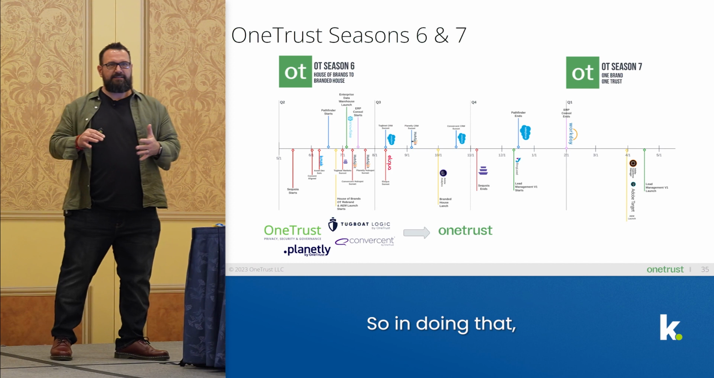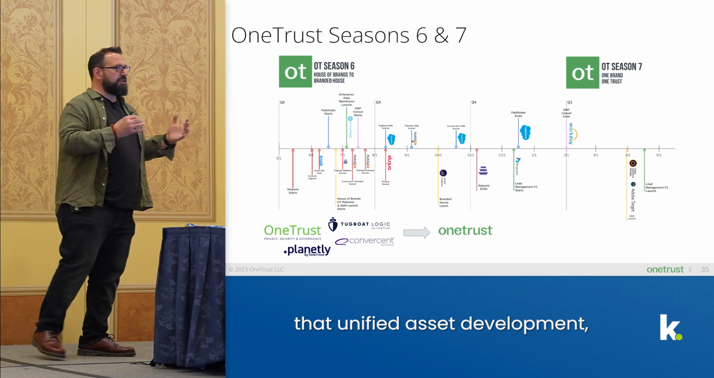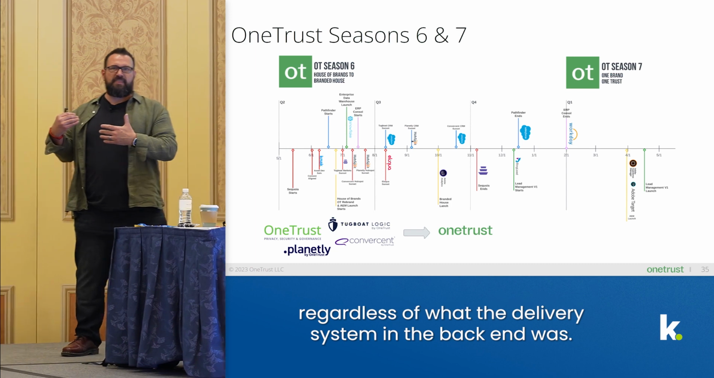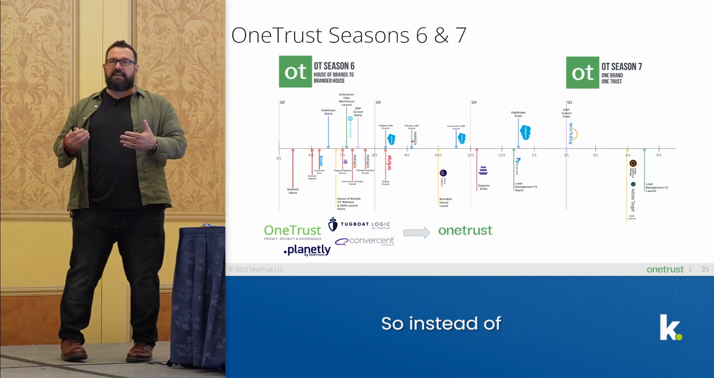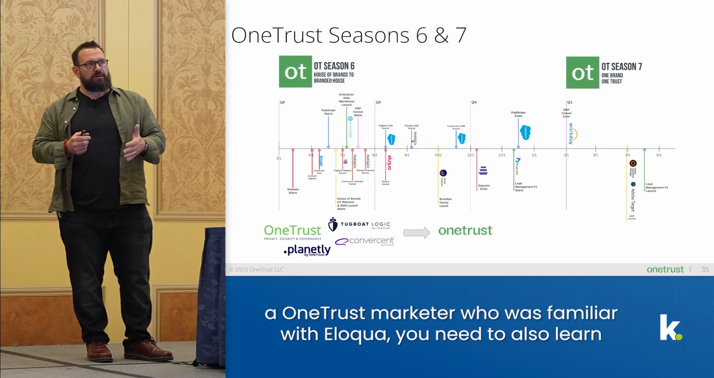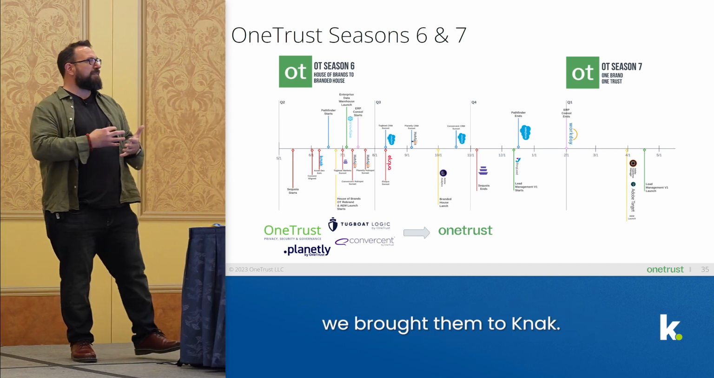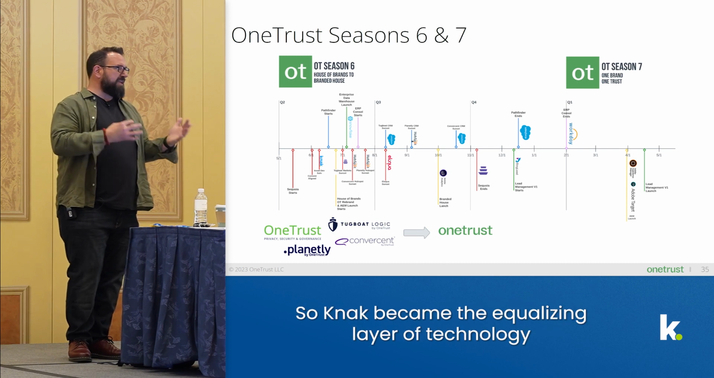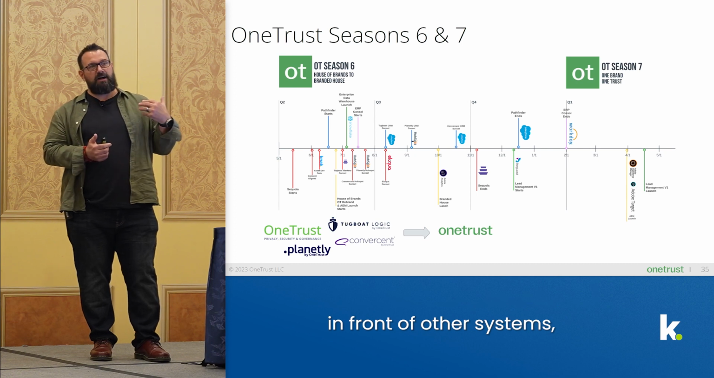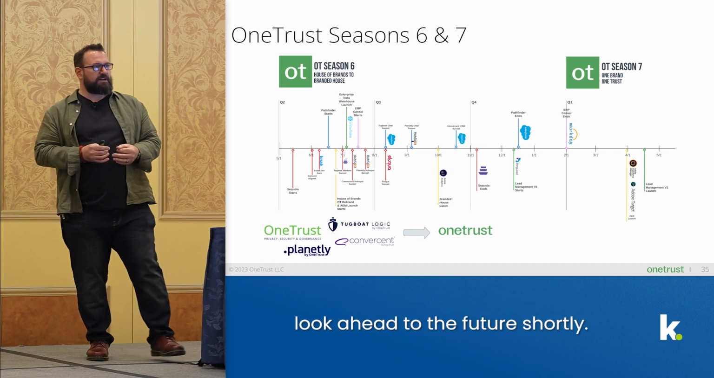In doing that, Knak became the operational layer that unified asset development, regardless of what the delivery system in the back end was. So instead of a OneTrust marketer who was familiar with Eloqua needing to also learn Marketo and HubSpot, because those were the platforms the other audience used, we brought them to Knak. So Knak became the equalizing layer of technology in front of other systems. And that's when my light bulb moment came on, and we'll look ahead to the future shortly.